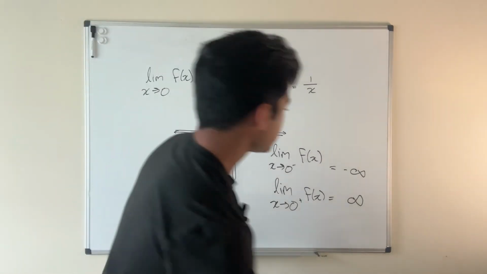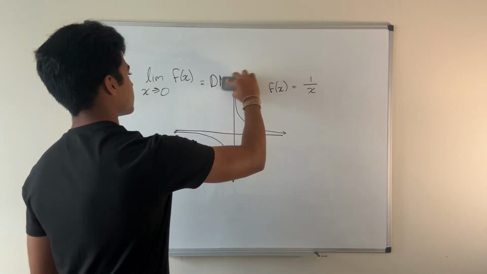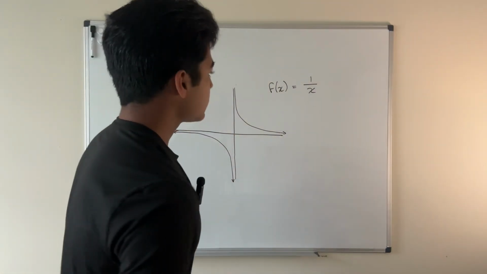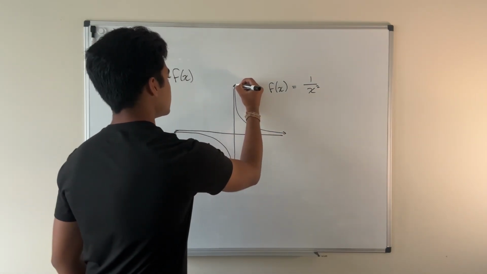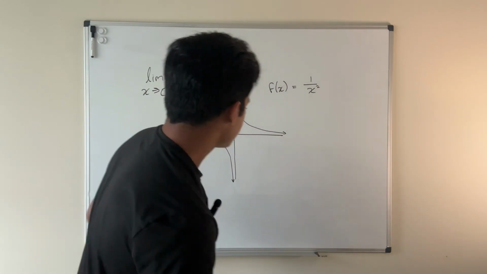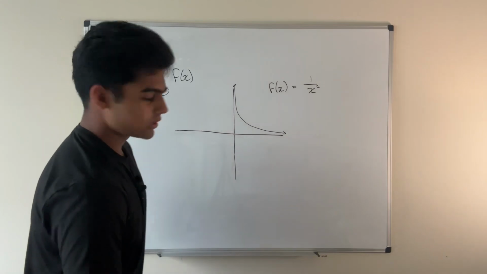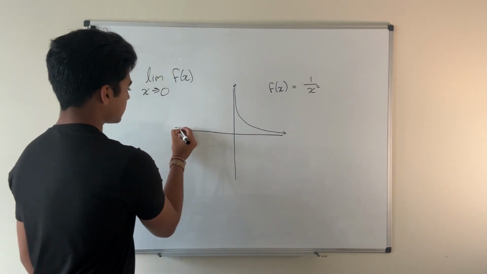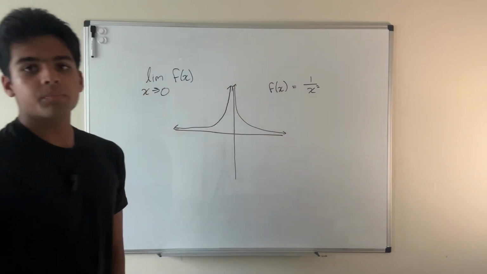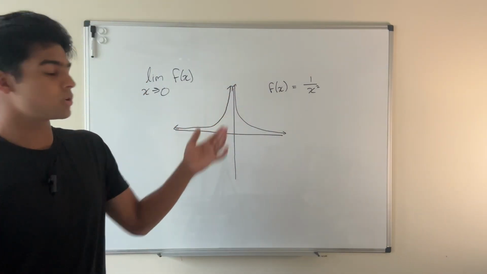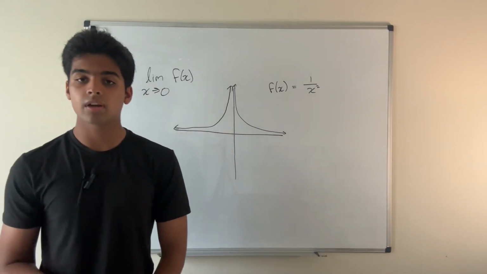Now let's look at another similar example. We'll just change this to 1 over x squared. So now it's going to be the same thing, except this portion of the graph right here is going to be up here now. So it's going to look something like that, right? So now we have the function 1 over x squared, and we want to see what the limit as x approaches 0 of f of x will be.